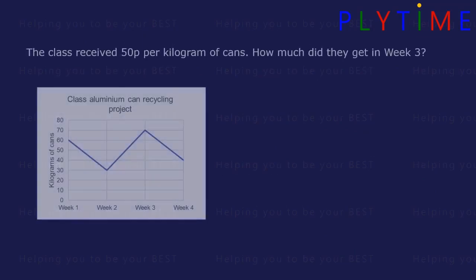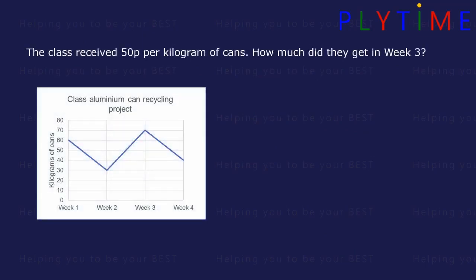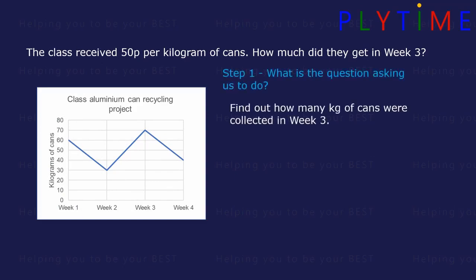The class received 50 pence per kilogram of cans. How much did they get in week 3? What's the question asking us to do? Find out how many kilograms of cans were collected in week 3 and then multiply it by 50 pence.